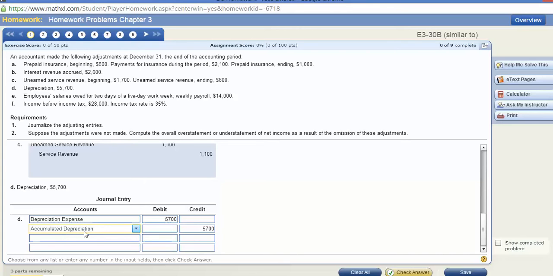Keep in mind that the accumulated depreciation account is a contra account. So on the balance sheet, you'll have the asset here, and then right below it, you have minus accumulated depreciation, and then you'll show the net book value off to the right.